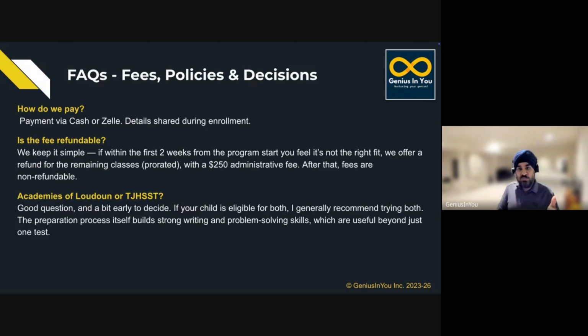Fees, policies, I think this is payment via cash or Zelle. Refundable, yes, it's refundable. If you pay and you have a change of mind, I will just take the $250 administrative fee and the rest we can return. And after 2 weeks of the batch start, which means sometime in August onwards, it's not refundable, right? So it's flexible. I just don't want you to block it and then later change your mind. If you are thinking too much, then I would say just wait. Don't block it, and let some other child who is confirmed take the seat, right? So that's why we have this $250 admin fee.